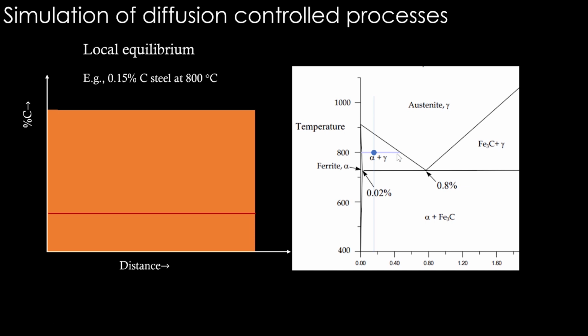And more importantly, this tie line tells you what should be the composition of the two phases. When alpha and gamma form, the composition of alpha should be as indicated by this point in the tie line. Very low carbon. This is not 0.15.